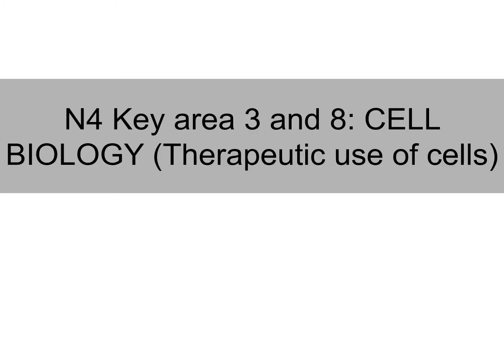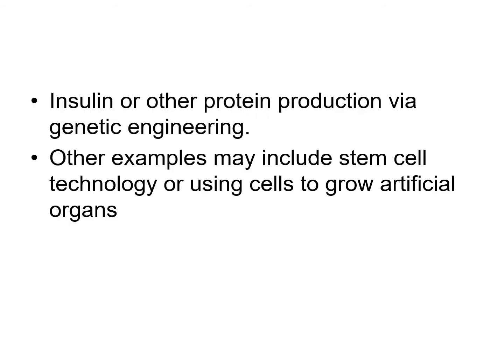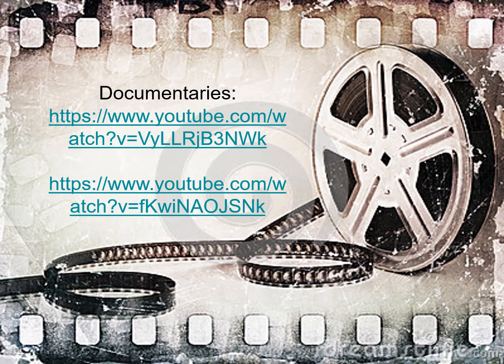So National 4 Key Area 3 and 8 are going to be covered, cell biology and the therapeutic use of cells. So insulin or other protein production via genetic engineering is what the National 4s need to know, and other examples may include stem cell technology, which we've done in a previous unit, or using cells to grow artificial organs. Now, if you've got time, you could have a wee look at these two documentaries.